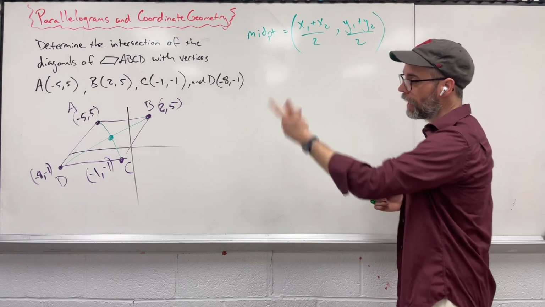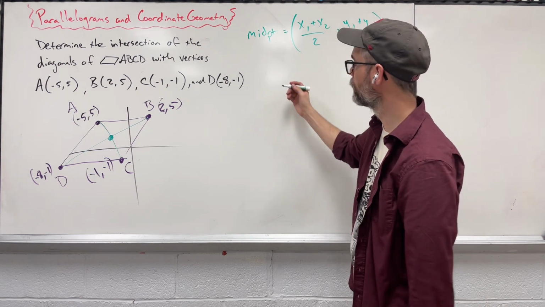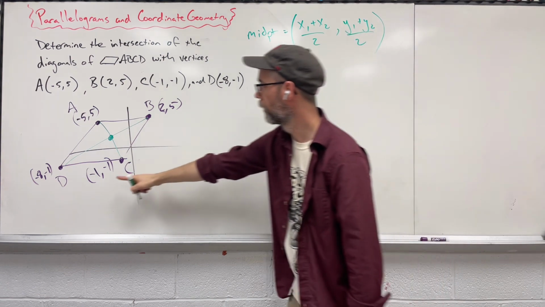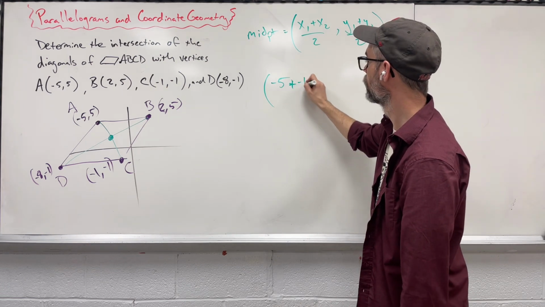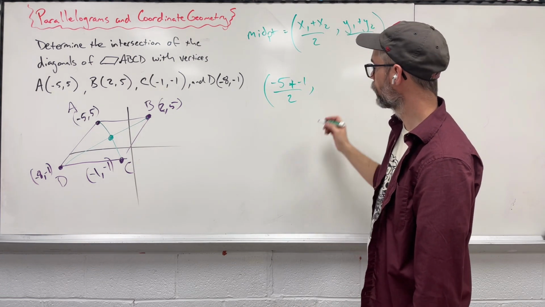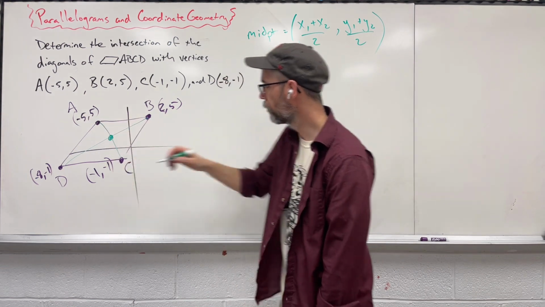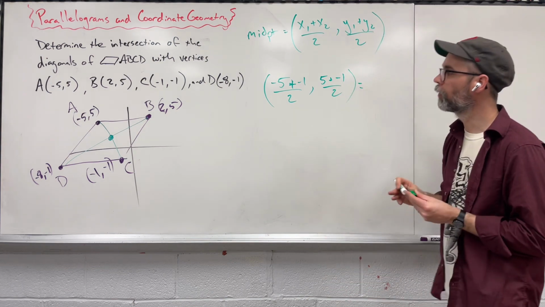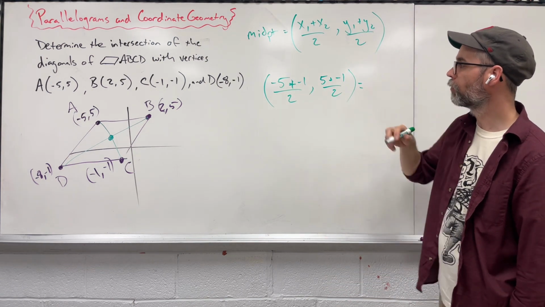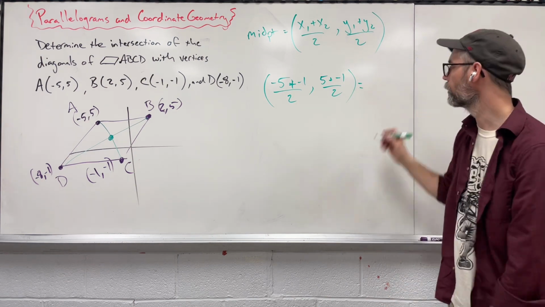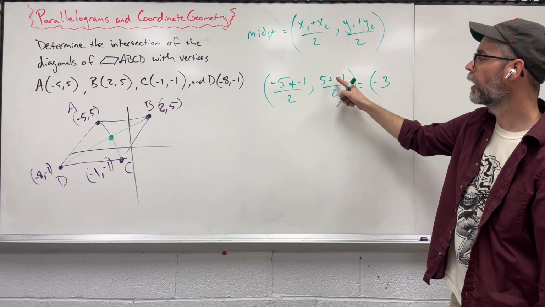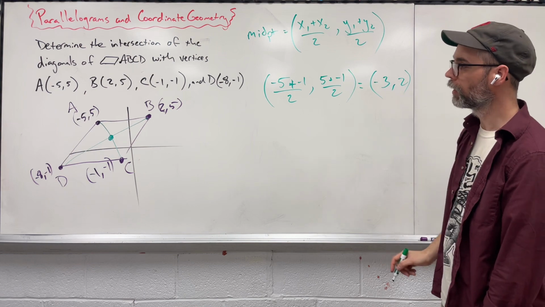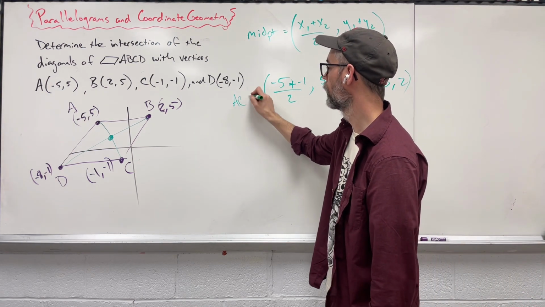So let's take a look at AC. The midpoint of AC, we're going to have my x's: negative 5 plus negative 1 divided by 2. And then we're going to do the same thing with the y's: 5 plus negative 1 divided by 2. When we simplify that, you're going to get negative 5 and negative 1, which gives you negative 6. Negative 6 divided by 2 is negative 3. 5 minus 1 is 4. 4 divided by 2 is 2. Okay, that's good. So this was for the AC midpoint.